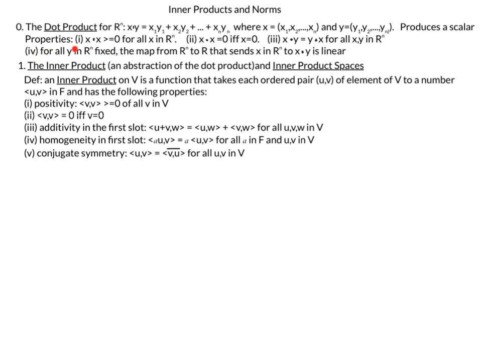Now we're ready to look at the inner product, which is an abstraction of the dot product. So first, we'll define the inner product on V as a function that takes each ordered pair of vectors u, v from the vector space to a number, which we denote with the inner product of u, v. So it takes this pair of elements to a scalar number in F. And it has the following properties. First, it has positivity. So the inner product of v with itself is greater than or equal to 0, and it's exactly equal to 0 if and only if v is equal to 0.